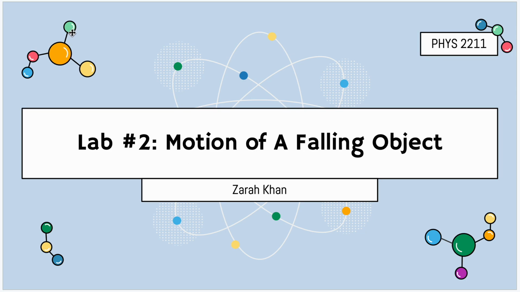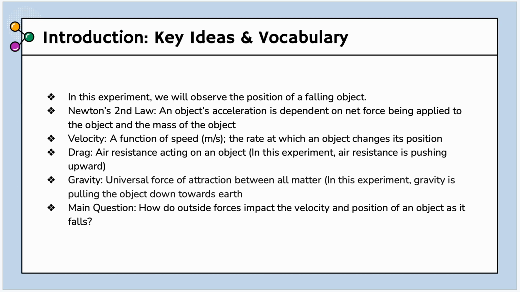Hello, my name is Zarkhan, and this is my second lab experiment on the motion of a falling object in Physics 2211. In this experiment, we're going to be observing the position of a falling object. Here's some vocabulary. Newton's second law basically says an object's acceleration is dependent on the net force being applied to the object, as well as the mass of the object.